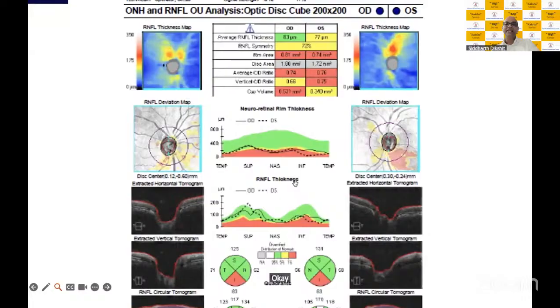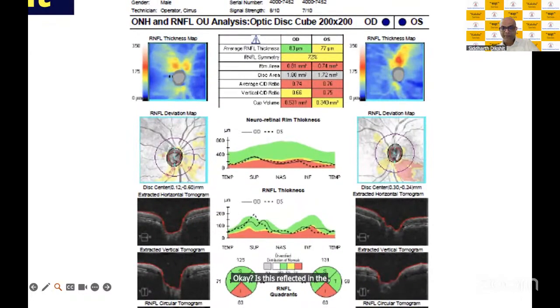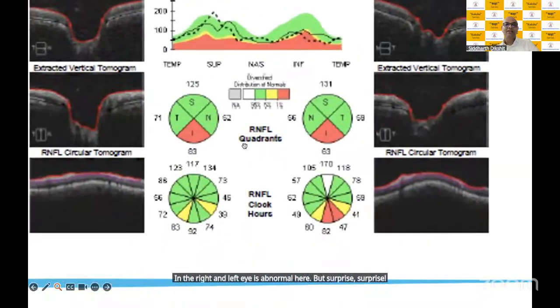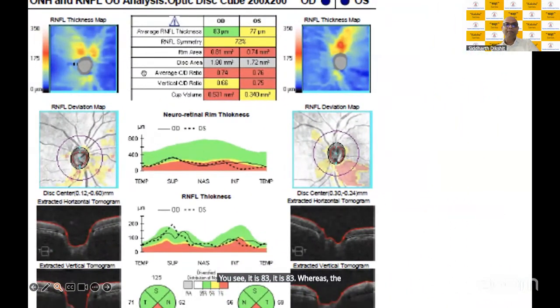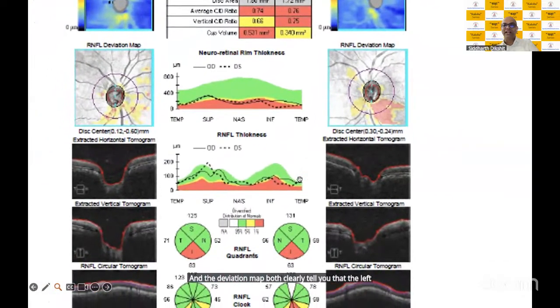Okay, is this reflected in the quadrant map? Yes, the same quadrants that you consider abnormal in the right and left eye is abnormal here. But surprise, surprise. Okay, the measurement is not very different. You see, it is 83, it is 83. Whereas the thickness map and the deviation map both clearly tell you that the left eye is worse than the right eye.